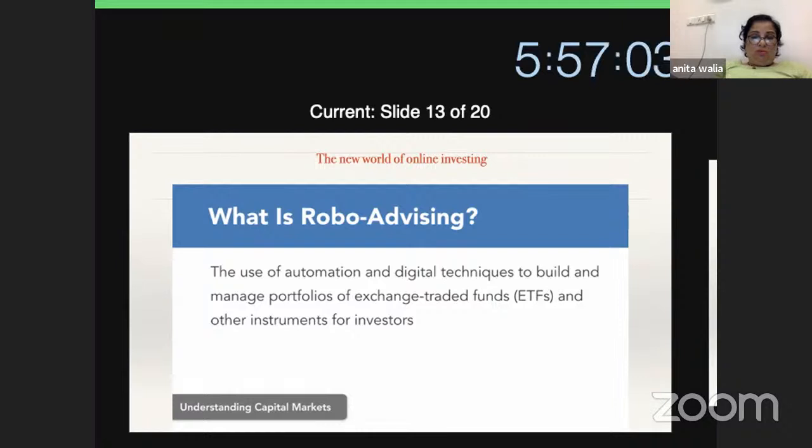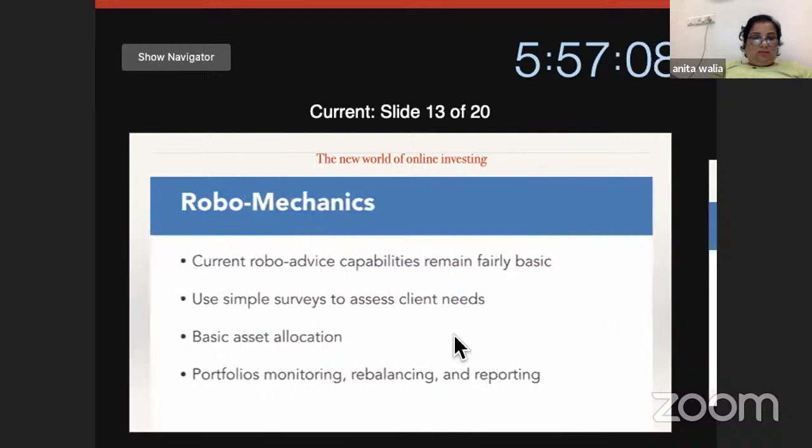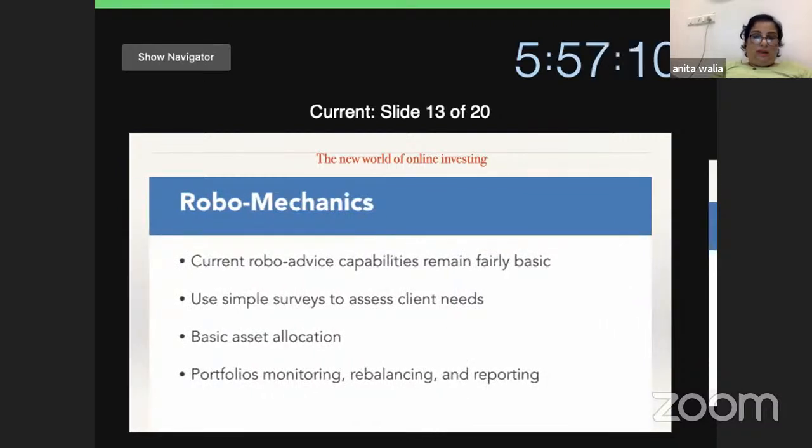So essentially what a robo-advisor does mechanically is fairly simple. They provide the client with a survey that assesses the client's needs and their risk tolerance.